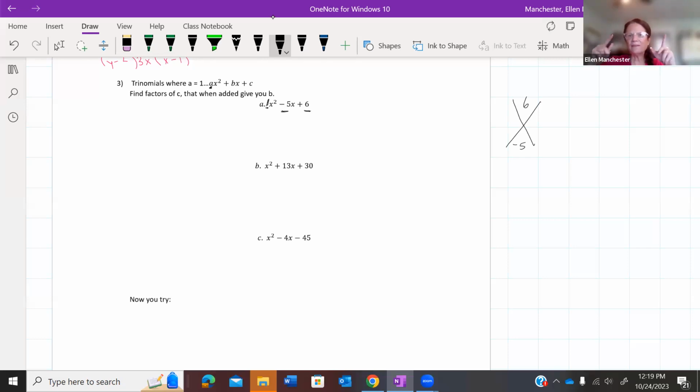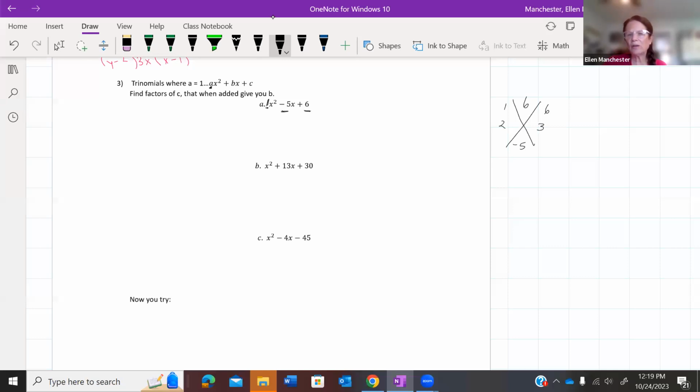So the idea is, what are the factors of 6 that when I add them, I get -5? Factors again are the numbers that I'm multiplying together. So my factors are 1 and 6, 2 and 3. These are the only factors of 6 that when I multiply them, I get 6. Now I'm going to use these same factors. When I add them, I'm going to get a -5. Now the positives and negatives matter.